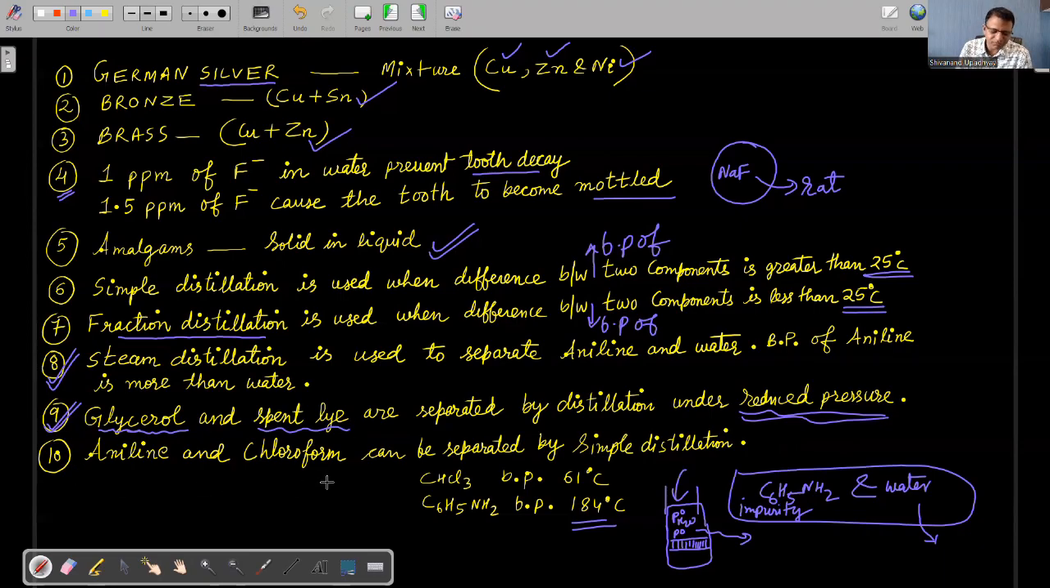Aniline and chloroform, the boiling point of chloroform is 61 degrees Celsius, and the boiling point of aniline is 184 degrees Celsius. Difference is very high. We can separate them by simple distillation. So these examples are given in NCERT. Please go through them. Aniline and chloroform by simple distillation, glycerol and spent lye by reduced pressure. Steam distillation, we can separate water and aniline by steam distillation.